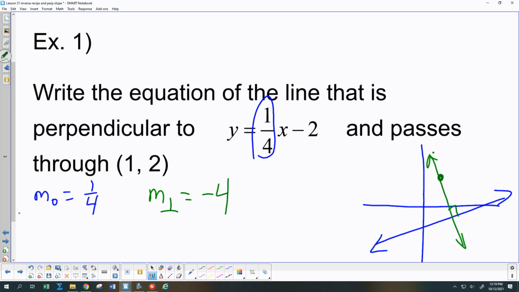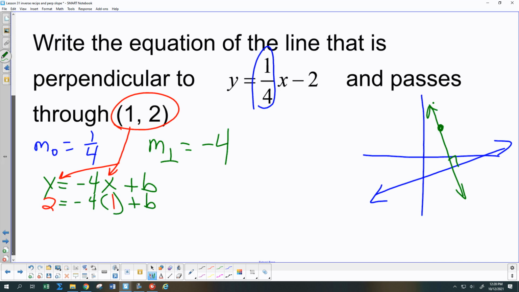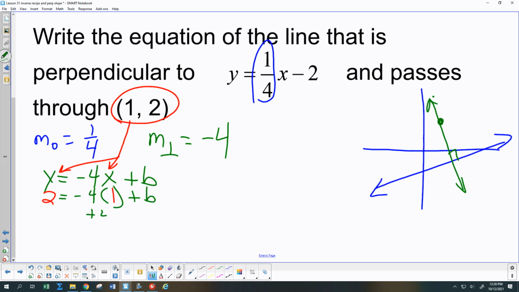So that means my perpendicular line that I've drawn with green is y equals negative 4x plus b. But I need 1, 2 to be on that green line, which means it needs to make this equation true. So I put that 1 and that 2 in. Don't switch them. Be sure 1 goes for the x, not the y. And then that's 2 equals negative 4 times 1 plus b. So negative 4, so add 4. Everybody, what is b? 6.